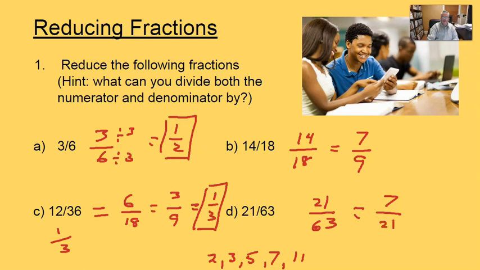Well, I can keep going. These both can be divided by 7. So 7 divided by 7 is 1. 21 divided by 7 is 3. Turns out that 7/21 is equal to 1/3. So these numbers are very useful. So instead of just randomly trying anything, try the first few prime numbers. I think if you try those, you'll be able to reduce any fractions that we're going to do.